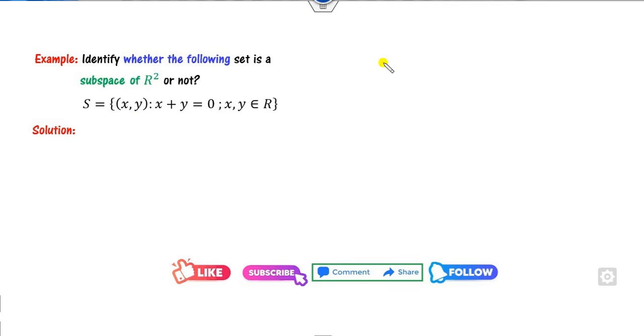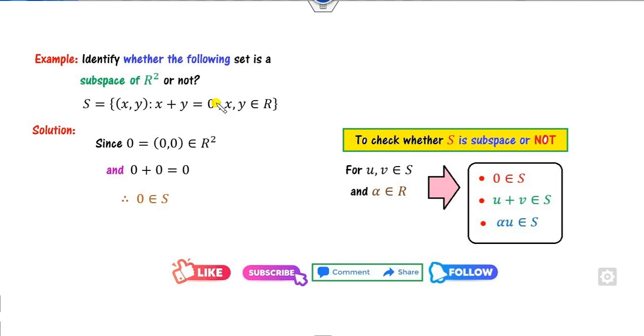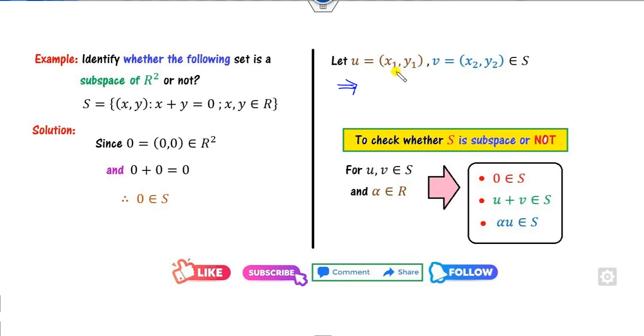Look at this another one. Check whether 0 is in R2. Whether 0 is satisfied or not. So clearly 0 plus 0 is 0, satisfied. Fine. Now let's say u is x1, y1 and v is my x2, y2. Now we have to prove that it's a subspace. I have to consider this one. What does it mean? x1 plus y1 is 0 and x2 plus y2 is 0.